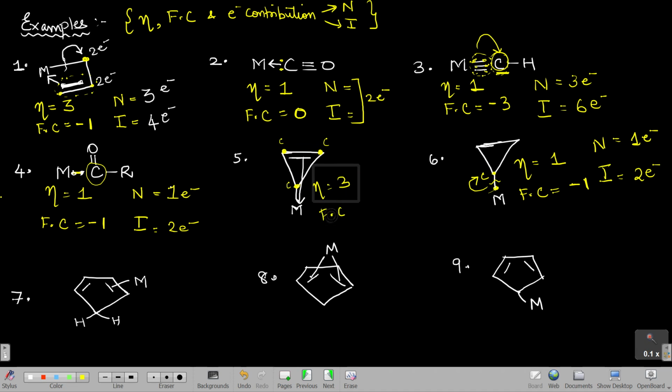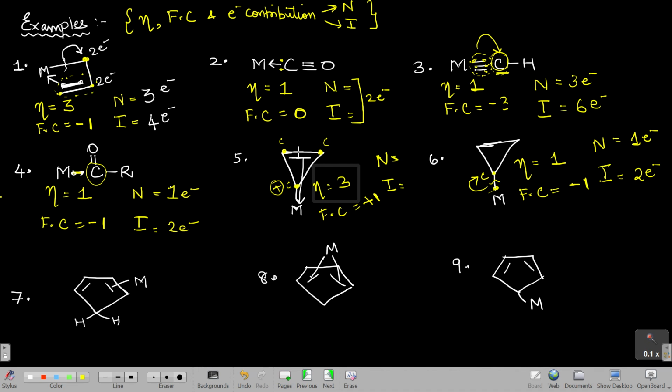Now come to the formal charge. Basically this carbon should get a positive charge for it to become aromatic, right? So this part's formal charge is going to be 0, and this part is going to get a positive charge. So the formal charge of this carbon is going to be +1. Now we find out the electron contribution. One is through the neutral method, the second one is through the ionic method.